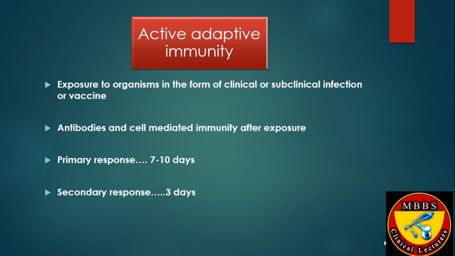So this is the secondary response. In the primary response, whenever the body is exposed to the organisms for the first time, it will take about 7 days, 10 days, even 21 days to establish the antibodies and cell-mediated immune response. But once the body again gets infected by that particular invader, it will take only 3 days or even 5 days to establish the active adaptive immunity response. So overall, this is a progressing development of immunity, and it is for the long term.